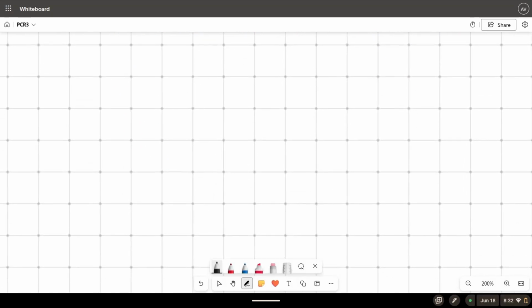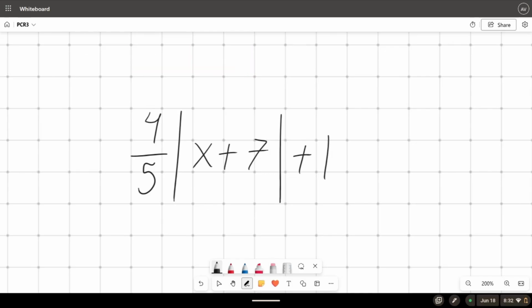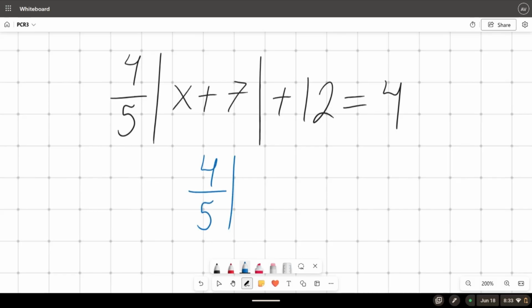For our last example, it's a little bit of a special case that we kind of addressed in the last video. 4/5 times the absolute value of x plus 7, plus 12, is equal to 4. As usual, let's isolate the absolute value to get it into standard form. So we subtract 12 from both sides. We get 4/5 times the absolute value of x plus 7 is equal to negative 8.